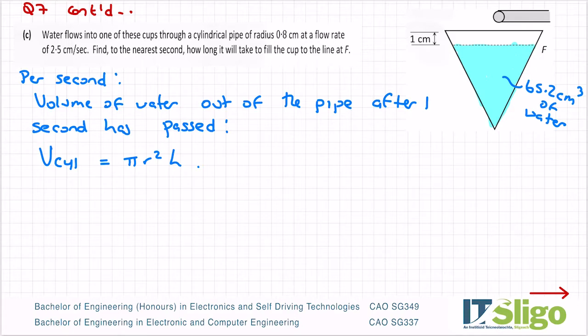So it is equal to pi times the radius squared by your flow rate. In other words, take that as a unit of measure of water as it's flowing out. So pi by 0.8 squared by 2.5. Okay, 8 over 5 pi is what I got for that.